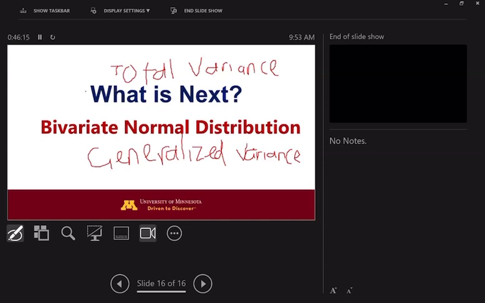But for the generalized variance, if I want to find it, I need the determinant of the variance-covariance matrix. The generalized variance captures the spread in the data, and it also takes into consideration relationships among the variables as well. That is the difference between a total variance and a generalized variance.